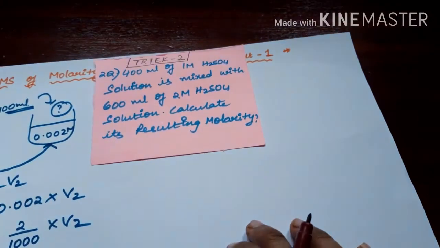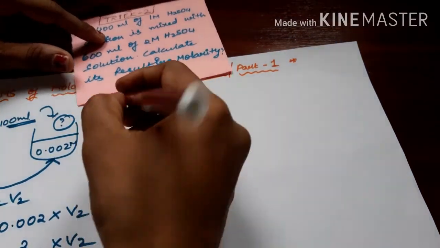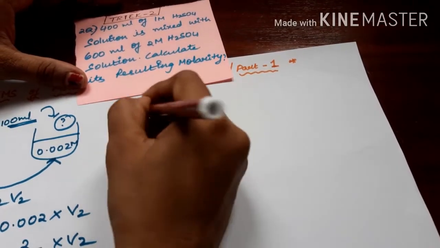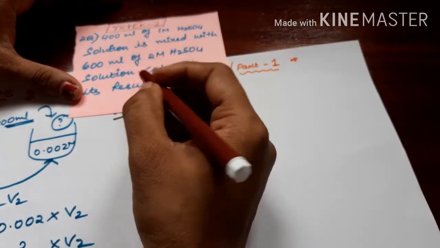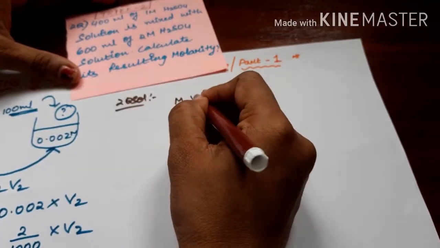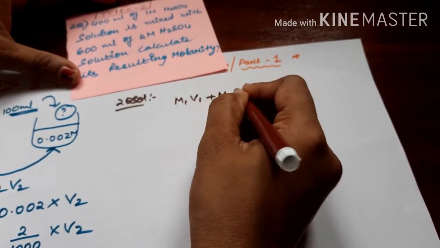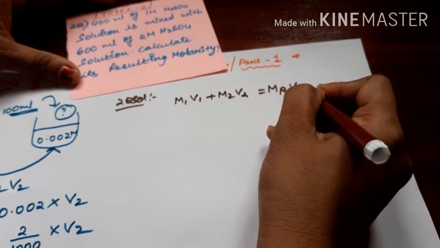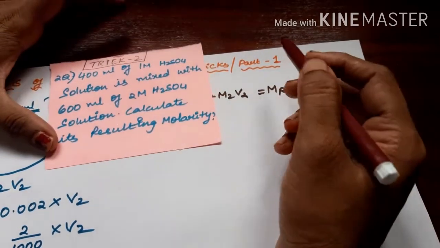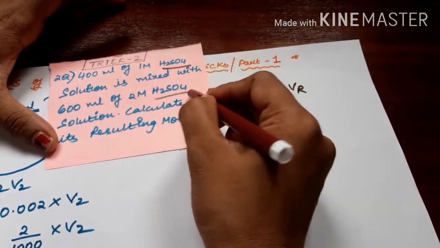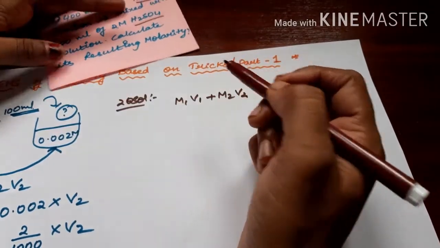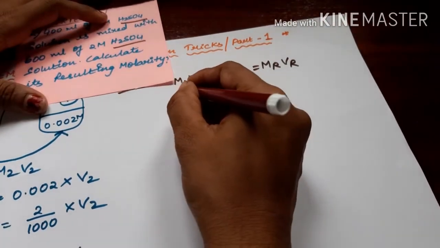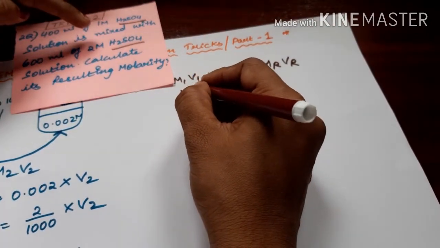So I will do it like this. For the second question solution, M1V1 plus M2V2 is equal to MR VR. That means when the same solutes are mixed, here H2SO4 and H2SO4, the same solutes are mixed, and the formula is this one. Here M1 is 1 molar, H2SO4.